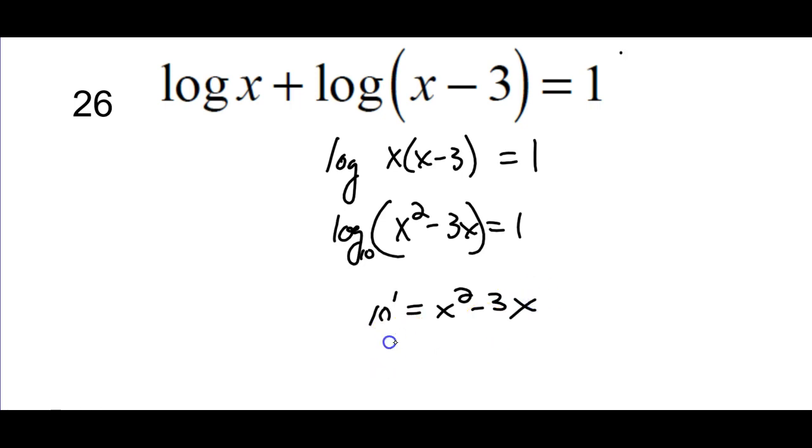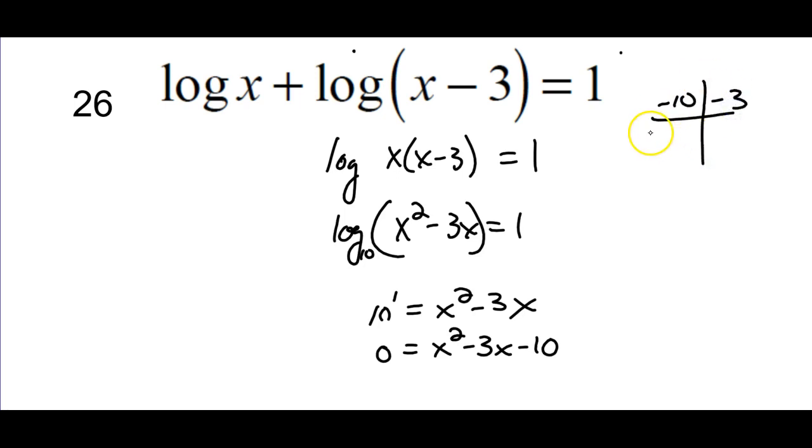And so we get 0 is equal to x squared minus 3x minus 10. And so we want factors of negative 10 that will add up to negative 3. And so that's going to be 2 and 5, with the 5 being negative. Since the leading coefficient's 1, I can use the shortcut and say x plus 2 times x minus 5 equals 0.